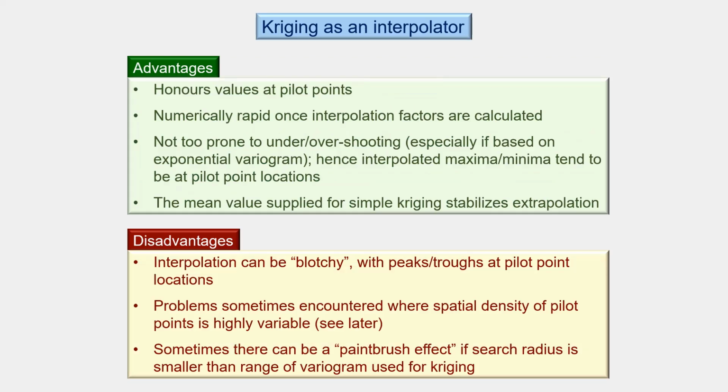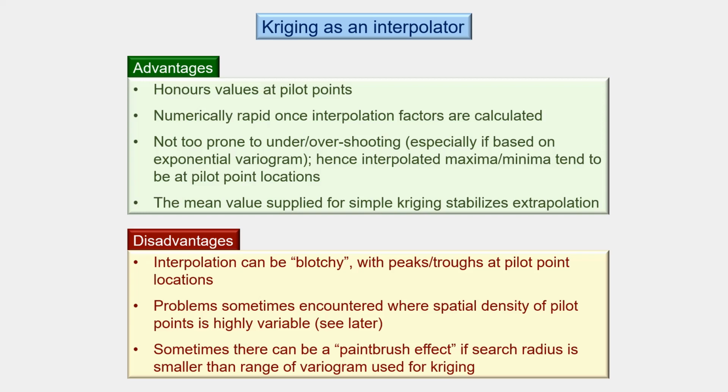Let's talk just for a moment about kriging and radial basis functions. Kriging as an interpolator has certain advantages which make it very attractive. It's numerically quite rapid. The values are honoured at the pilot points, so the interpolated values at the locations of the pilot points are the same as the values ascribed to the pilot points themselves.